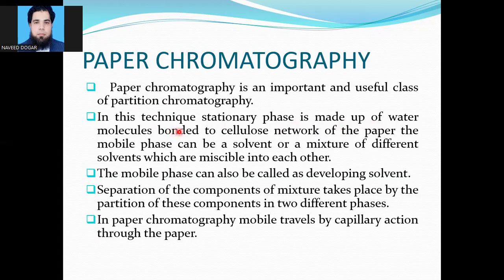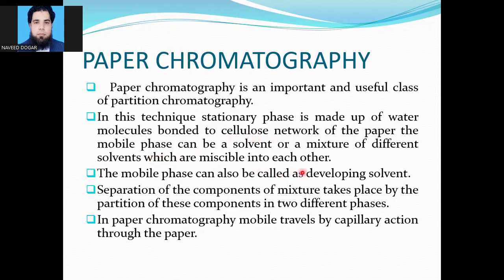As you know, in paper chromatography we use a cellulose paper, which is called Whatman filter paper number one. This cellulose paper contains a network of cellulose, and the water is trapped into this cellulosic network, or you can say absorbed in it. This trapped water acts as the stationary phase, while the paper itself acts as a support to the stationary phase.